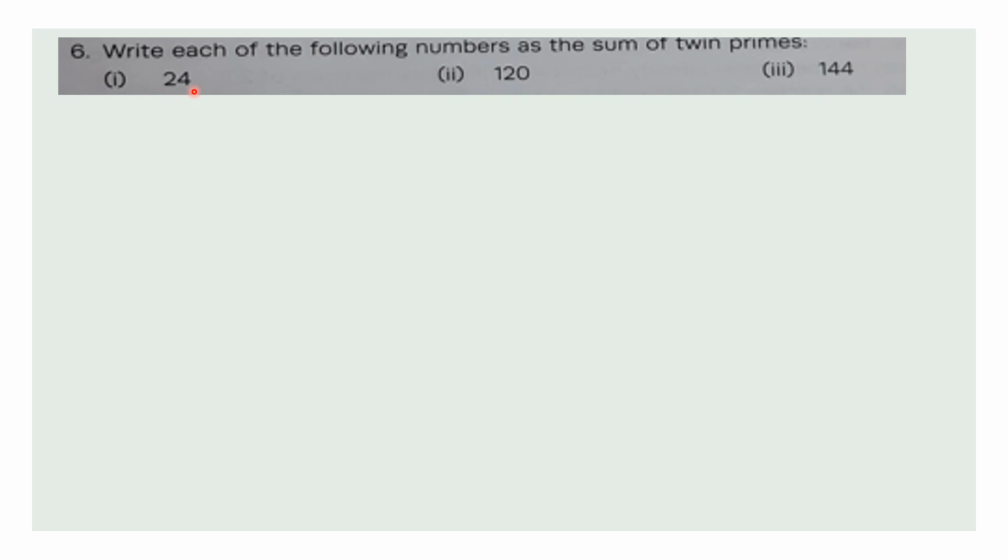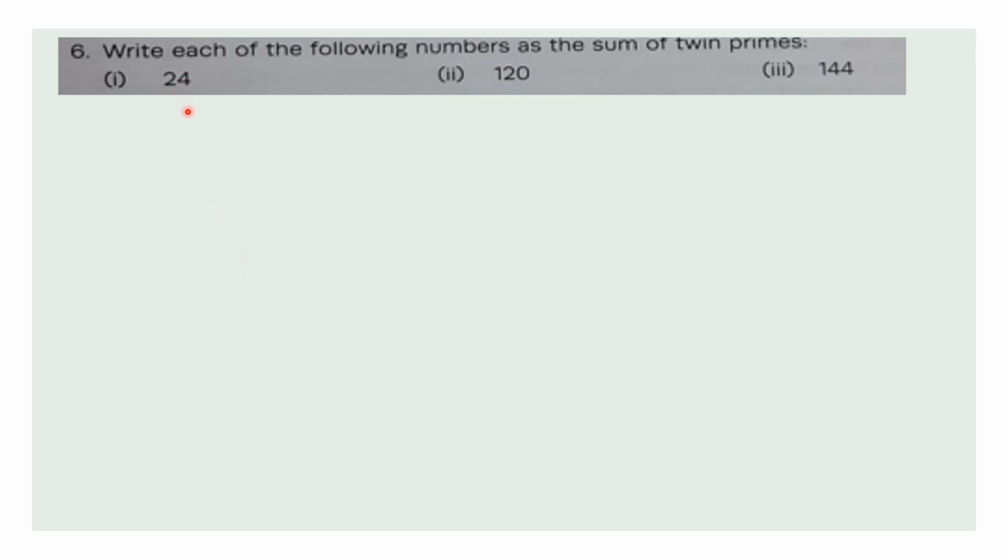Okay, in this question we are asked to write each of the following numbers as a sum of twin primes. In this case, we have to write the sum in the form of twin primes. That is, the difference of the two prime numbers must be 2. Those numbers we are adding together, the difference between them must be equal to 2.